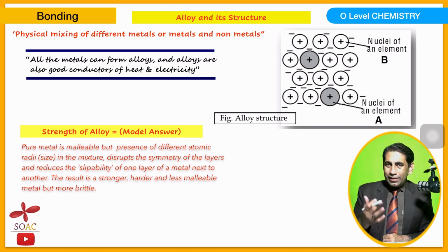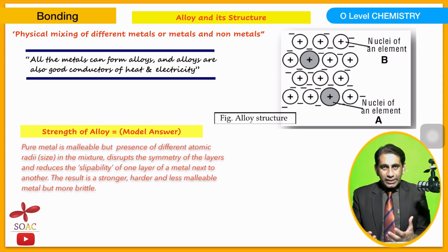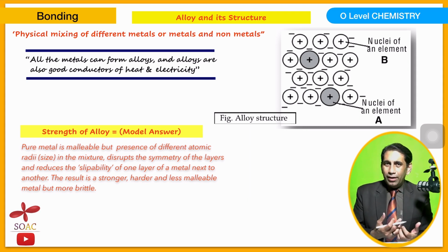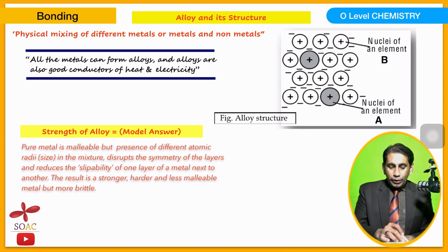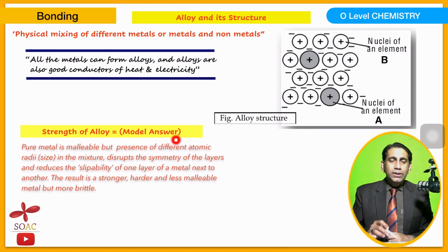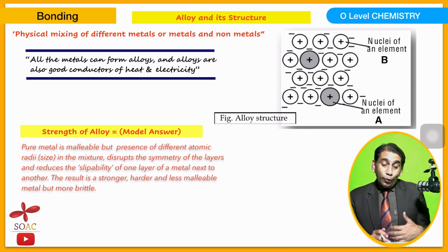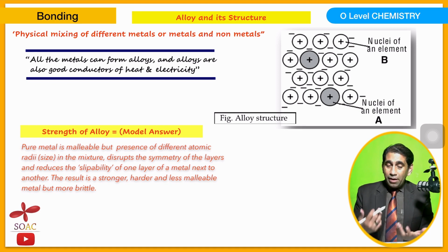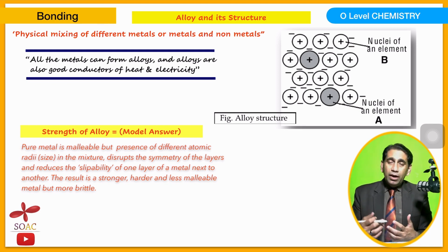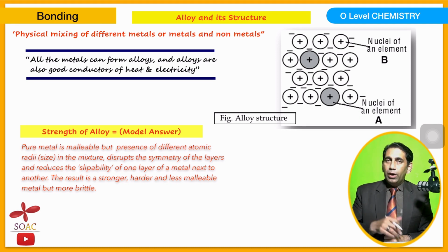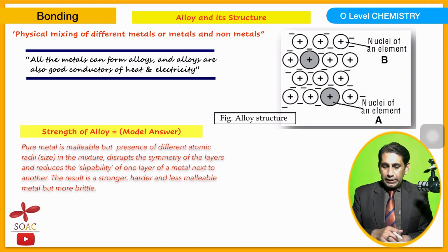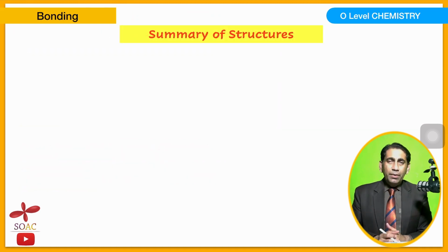Why do alloys have more strength than a single metallic element? Here is the reason, you can see. And what is the basic structure of an alloy? The similar one is over here. So this is the model answer, and you will have to put the similar words, the same syntax, the same arrangement of the typical terms in your answer, and you will get full marks as far as my opinion is concerned.